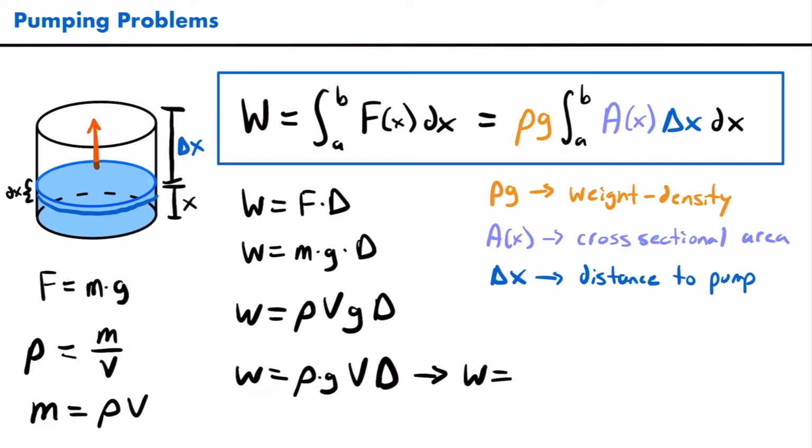The work would be equal to density times gravity, or the weight density, times the integral from A to B of the cross-sectional area times dx, and that would still be multiplied by the displacement, but that displacement is going to rely on each cross-section or each slice of the volume. And so I just like to rewrite this to be delta x for the displacement and then times dx. All right, and so that's where this formula comes from.